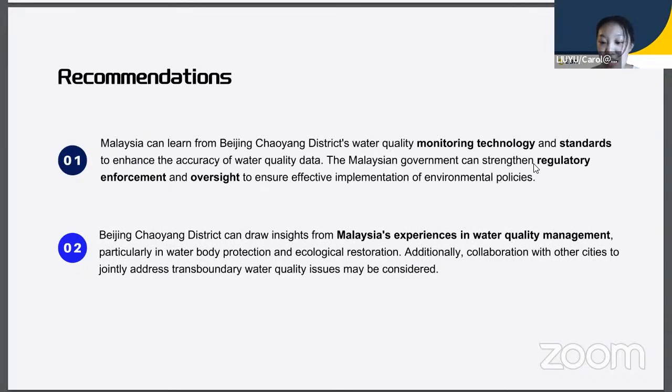That's what I suggest. Malaysia can adopt high-tech methods and water quality standards from Beijing, while Beijing can consider Malaysia's water quality strategy and management. Working together between cities could really help with water quality problems that cross borders. So let's work together to create a brighter future with improved water quality. That's all my speech. Thank you very much for being here.